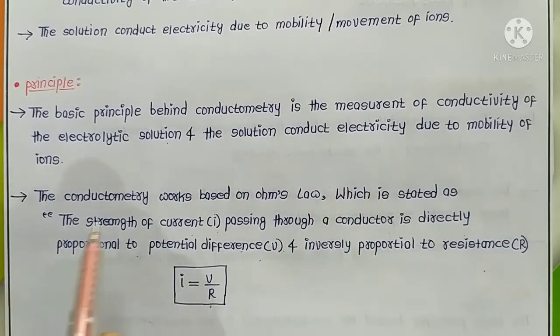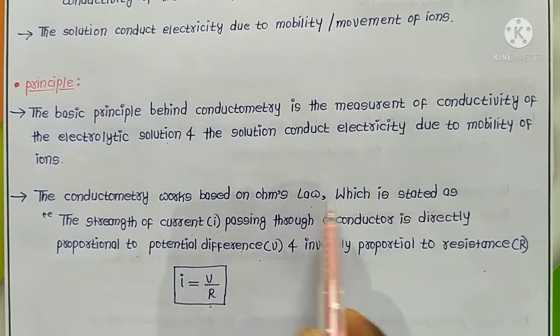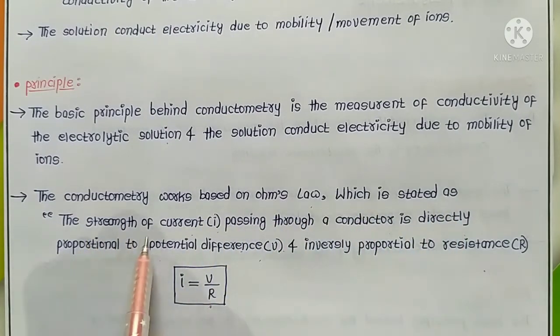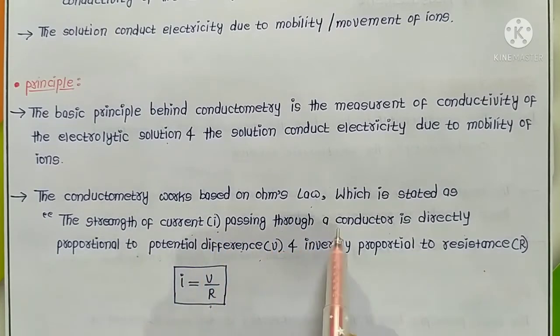Now conductometry works on another principle, that is Ohm's law, which is stated as the strength of current I passing through a conductor is directly proportional to potential difference V and inversely proportional to resistance R, which is given by I = V/R, where I is the strength of current passing through a conductor, V is the potential difference and R is the resistance of the solution.